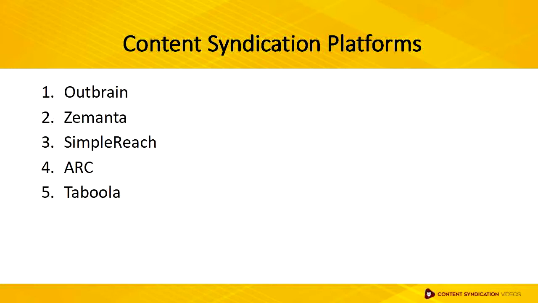There are various content syndication platforms for you to choose from. However, for beginners, I recommend you stick to these five options. 1. Outbrain. 2. Zemanta. 3. Simple Reach. 4. Arc. 5. Taboola.